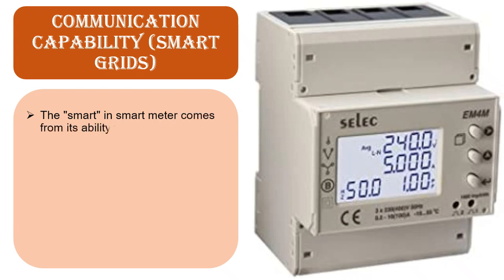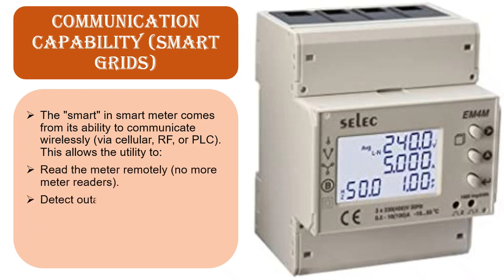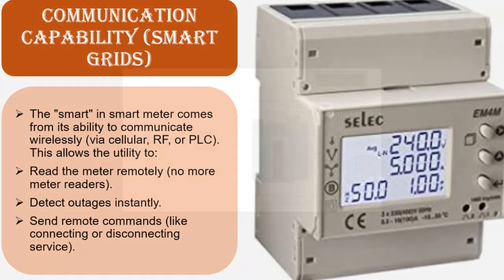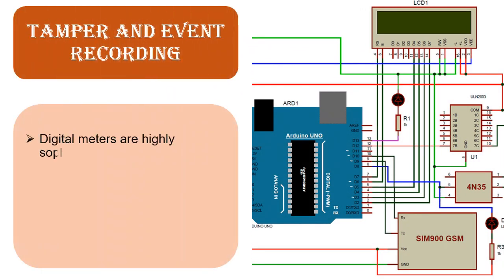Communication capability, smart grids. The smart in smart meter comes from its ability to communicate wirelessly, via cellular, RF, or PLC. This allows the utility to read the meter remotely, no more meter readers, detect outages instantly, send remote commands, like connecting or disconnecting service.